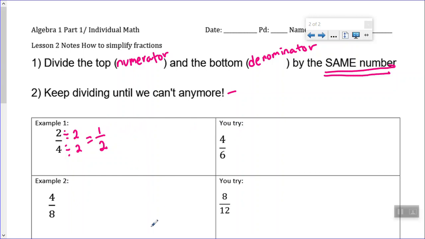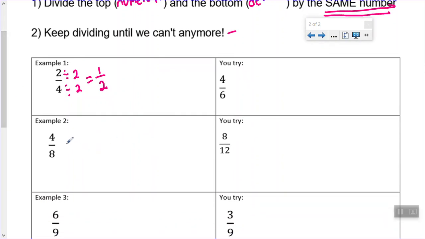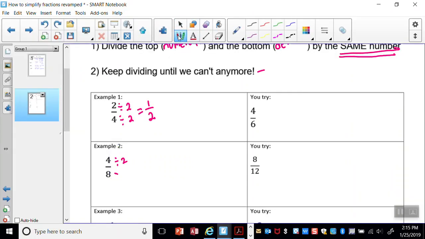You can go over all the examples and try the right column, or you can pause the video and try this problem and look at the example too. Okay, 4/8. So 4 and 8 are even numbers. They are divisible by 2. So I'm going to divide the top by 2, divide the bottom by 2. Then 4 divided by 2 is 2, 8 divided by 2 is 4.